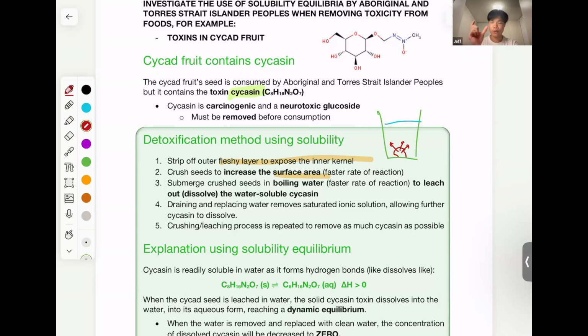So at some point, if you try to do this method in a bucket, you're going to reach a point of saturation, unless you have only a very small amount of toxin. You reach a point of saturation and you can form a dynamic equilibrium. Once you have all this toxin in the solution, you can remove that water containing toxin to shift equilibrium right and hence dissolve more toxin into the solution when you replace it with new fresh water.